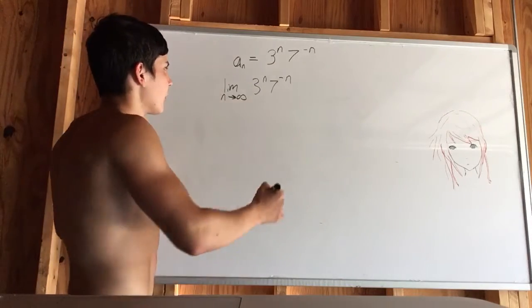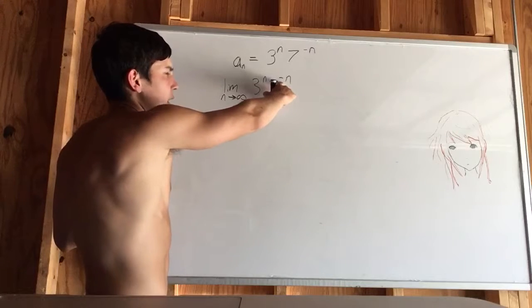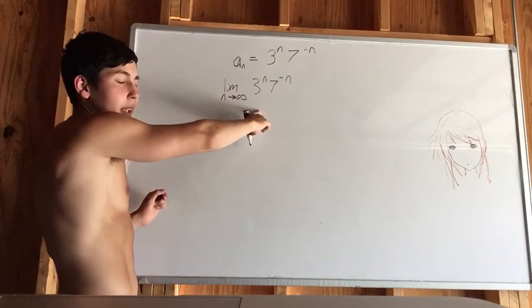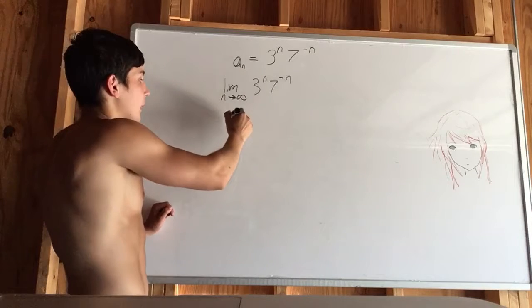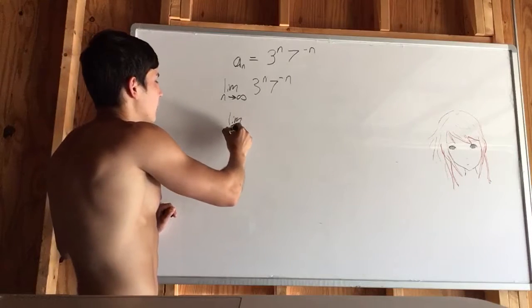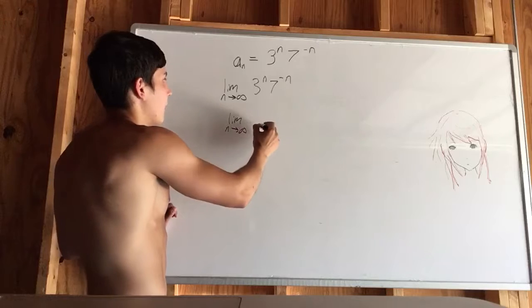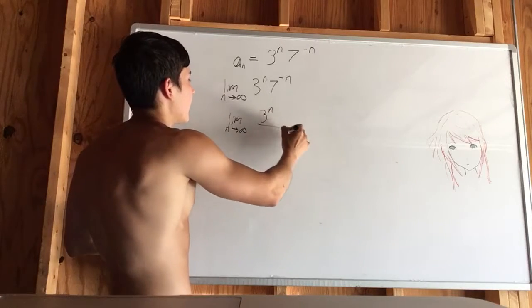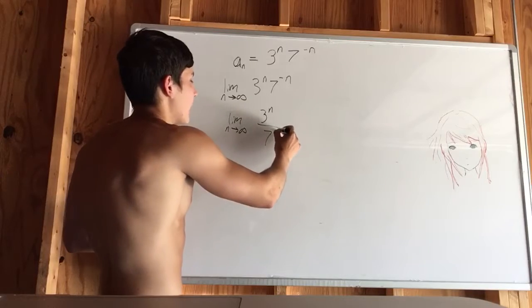Well, let's just change the form. If you take something to a negative exponent, that just means you're taking it in the denominator to the value of whatever exponent that is. So it's 3^n over 7^n.